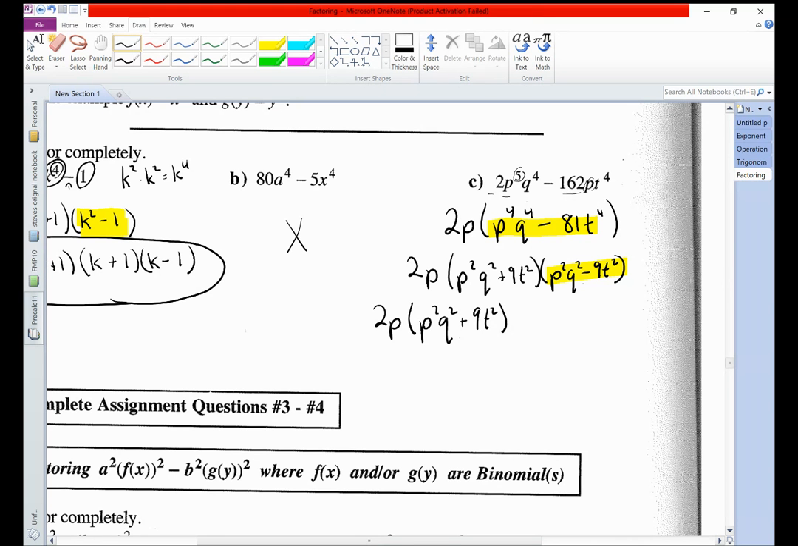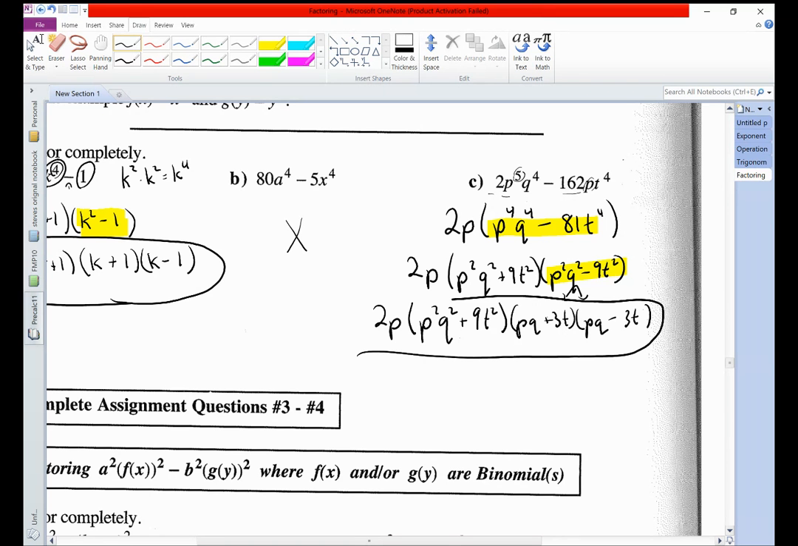That's all the same as above, but now we're going to split this one into two factors. So p squared q squared comes from multiplying pq together, and 9t squared is 3t and 3t. This one's a plus, this one's a minus. Ask yourself, is this as far as we can go? And it looks like it is.